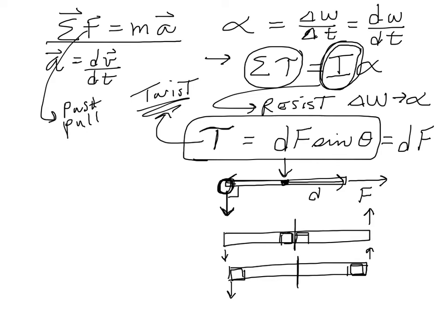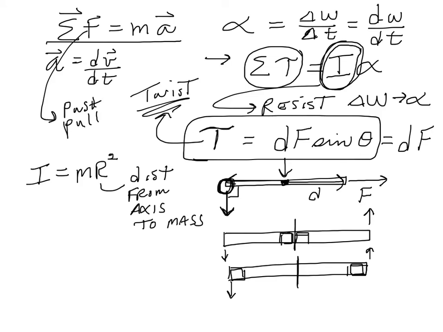That leads to our equation, which determines the rotational inertia. Rotational inertia for a point mass, we could consider these slugs almost point masses, is m r squared, where m is the mass of the object, and r is, like the d, the distance from axis to mass. Just like the d in the torque equation is the distance from the axis to where the force is applied.